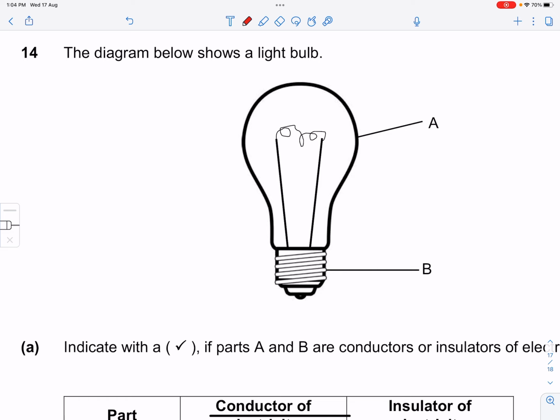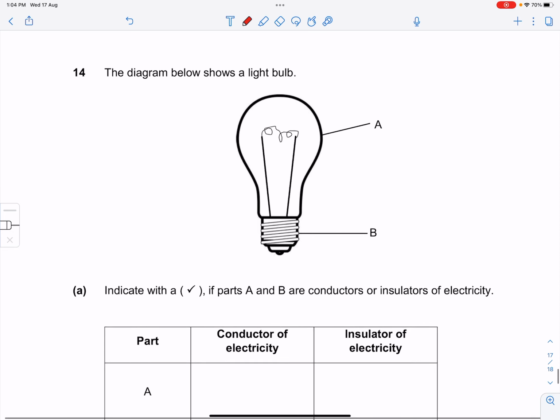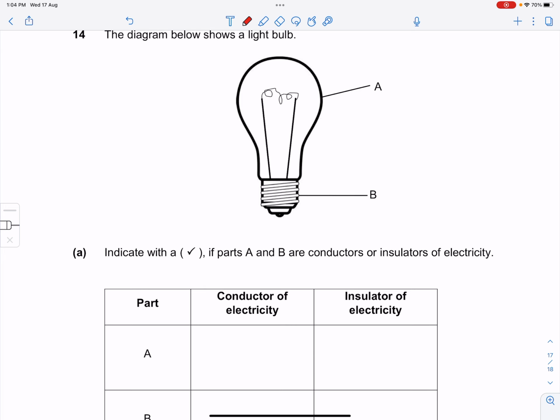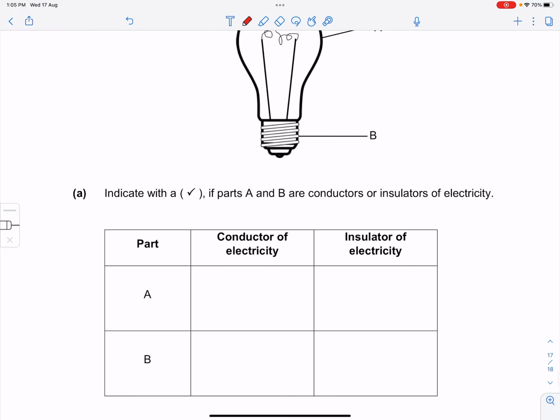Next, the diagram below shows a light bulb. Indicate with a tick if parts A and B are conductors or insulators of electricity. Okay, this is very straightforward. A cannot be a conductor of electricity because if not, every time you touch a light bulb, you get electrocuted. Also, if you want electricity to flow only in the metal wire parts, then obviously A cannot be a conductor. So it is an insulator, and then your B needs to be a conductor.